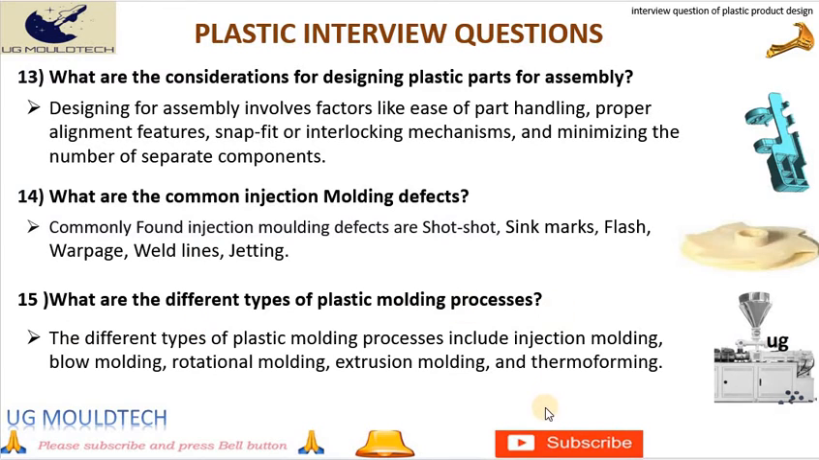Friends, next point in plastic molding question and answer is 15. What are the different types of plastic molding processes? The different types of plastic molding processes include injection molding, blow molding, rotational molding, extrusion molding, and thermoforming.